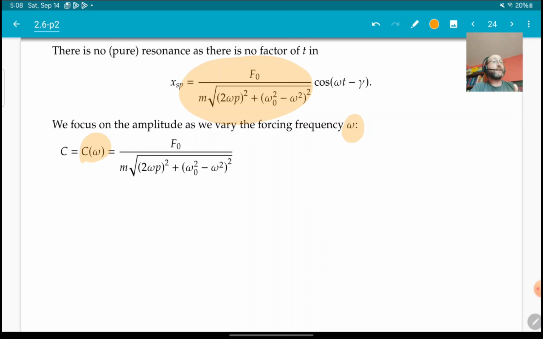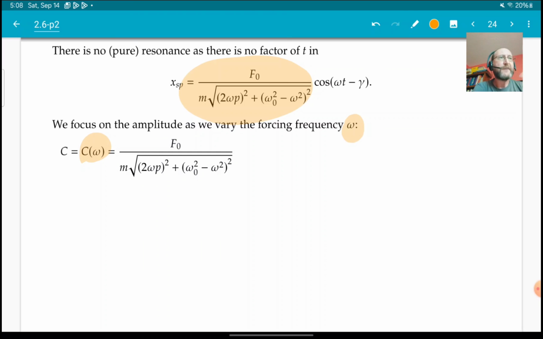Because that's what we were looking at when we were looking at pure resonance. As we varied omega, as we got closer to omega naught, which was the pure resonance frequency, if C was 0, then as omega got closer to omega naught, we started getting larger and larger amplitudes, and eventually we got this solution with a t times sine omega t. So its amplitude grew without bound.